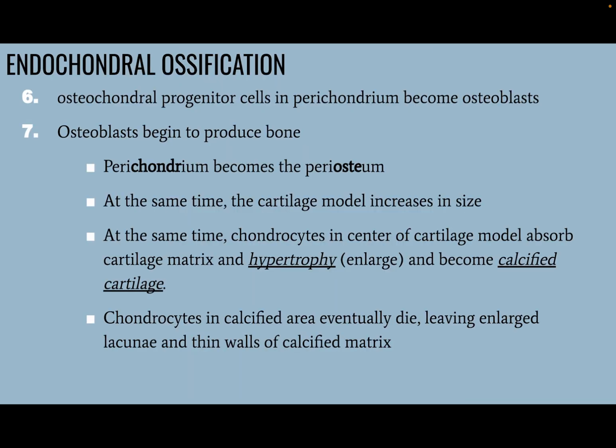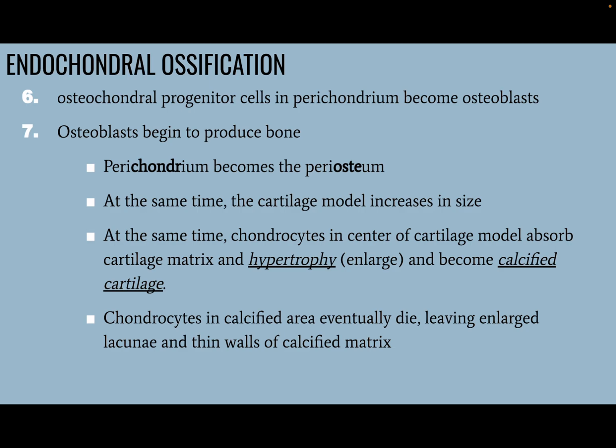I then get more progenitor cells in the perichondrium, and they become osteoblasts. So now there's my first bone cell, my bone building cell. Basically, these cells have gone through this change, this transformation into osteoblasts. And now we're going to start building bone. The perichondrium becomes the periosteum, and you're going to see this a couple times.